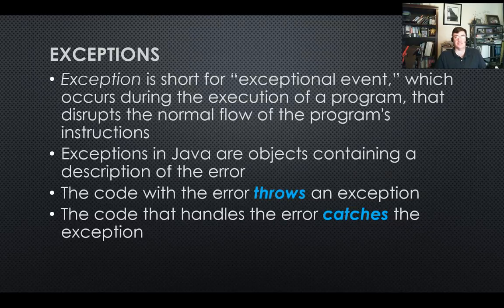Exceptions are short for an exceptional event, which means it should only happen rarely. Exceptions are events that occur during the execution of the program that disrupt the normal flow of the program's instructions. Exceptions in Java are objects. Remember, in Java, everything is a class. So an exception class is a class, just like an enum is a class and an interface is a class. The specific property of an exception class is that it contains a description of the error.